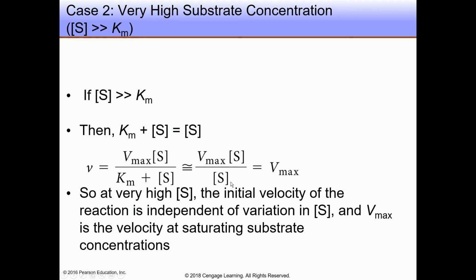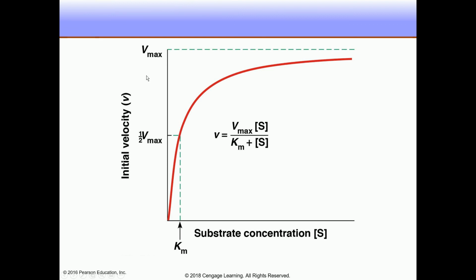So the equation becomes V is equal to Vmax multiplied by S divided by S, and we can cancel the S. So the equation becomes V is equal to Vmax. Which means that when the substrate concentration is very high as compared to the Km, V is Vmax. So coming back to this graph, when the substrate concentration is very high, we are here. When the substrate concentration is very high, the rate of reaction is Vmax.